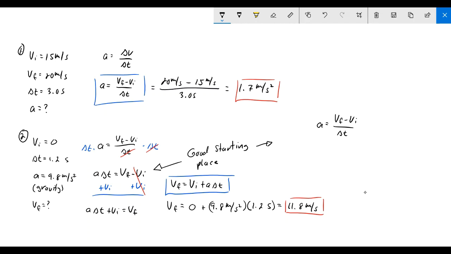I can also do a little bit of rearranging, so I get another version of this equation, and I simply swap the a and the delta t. So if I needed to solve for a time interval, delta t equals final minus initial velocity divided by a. We've got the other version which we used in number 2: final velocity equals initial plus a times delta t. And then the last version for this equation would be initial velocity equals final velocity minus a times delta t.